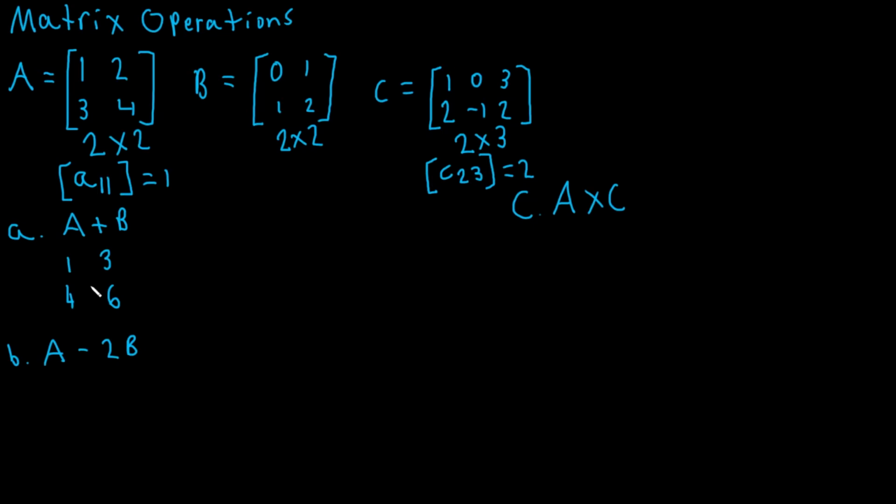So matrix addition isn't that complicated. All you have to do is just look at the position in one matrix and add it to the entry in that position in the other matrix, and you should be good.